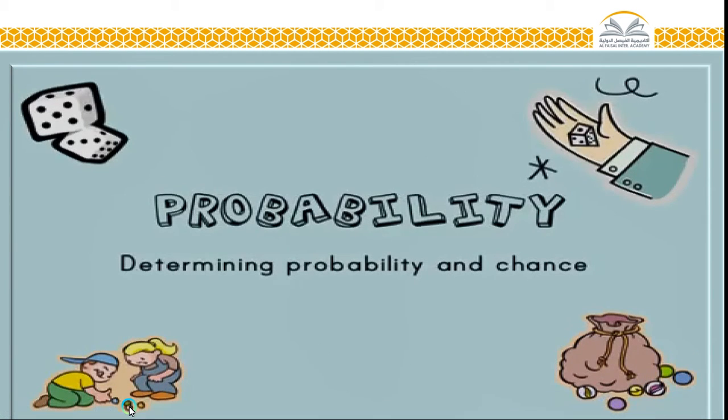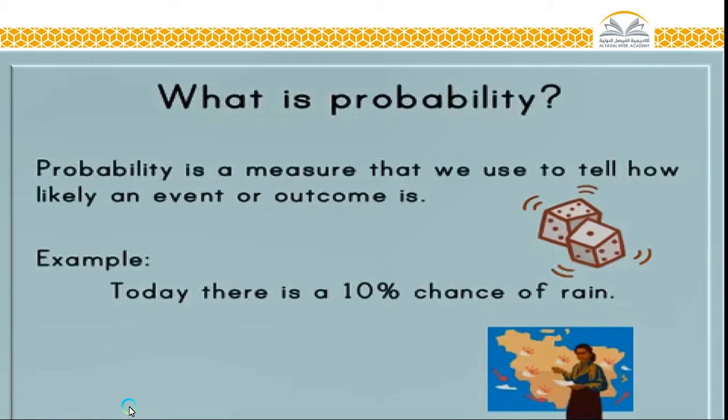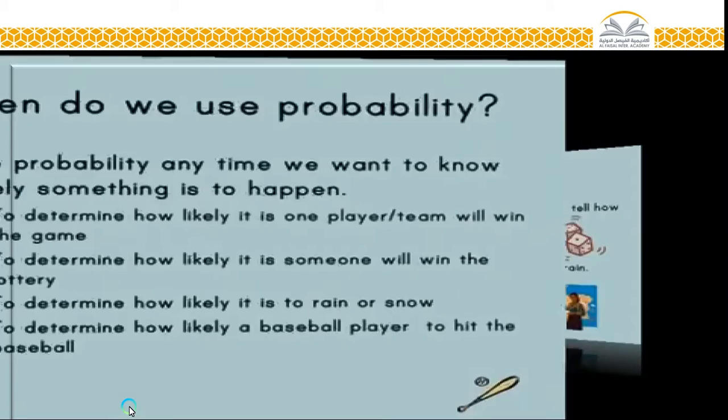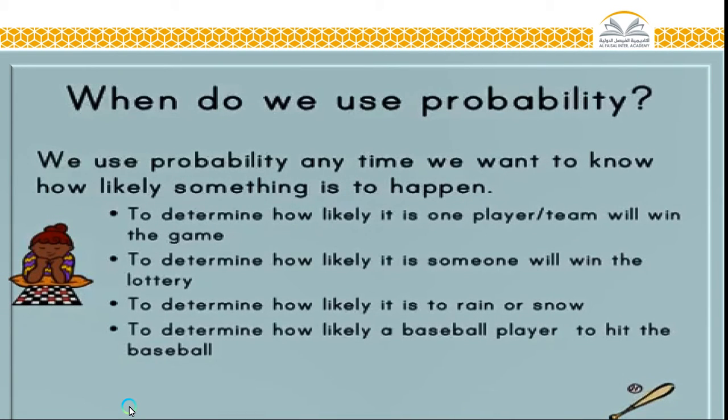Hi, today we're going to be talking about probability. Probability is a measure that we use to tell how likely an event or an outcome is. For example, if you've ever watched a weather report on TV, you might have heard the weatherman say something like, "There's a 10% chance of rain today." We use probability anytime we want to know how likely something is to happen.